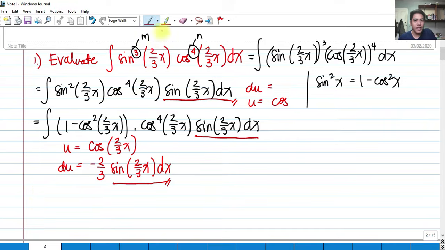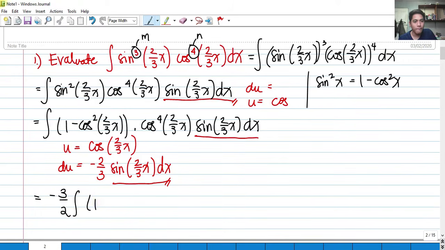So what will happen is that we'll be having negative 3 halves outside of the integral. This is our correction factor because we don't have negative 2/3 in our integrand. So we have negative 3 halves as a correction factor outside of the integral. What will happen next is simply substitute.